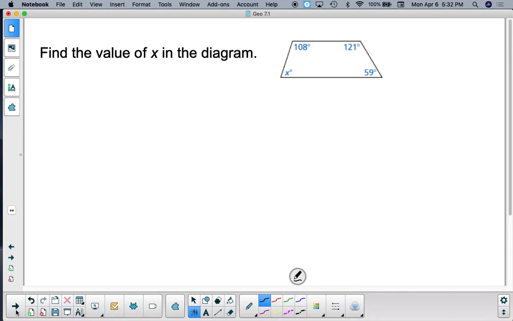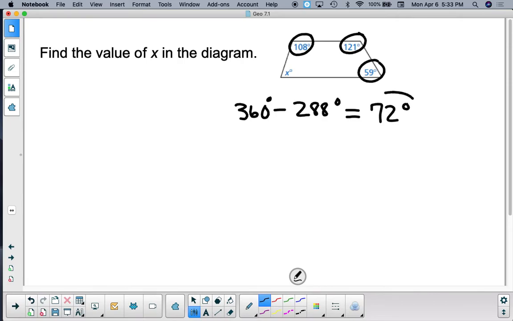So if I want to find x in this problem, I would add, right, the 3 that they gave me together and subtract from 360 to find the 4th one. So if I add all 3 of those together, I got 288 degrees. So I'm going to take 360 minus 288, and I end up with 72 degrees. So x would be 72 degrees.